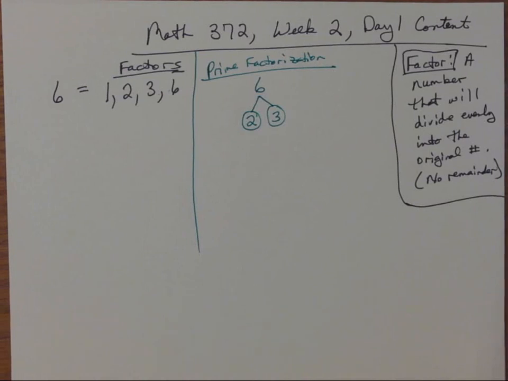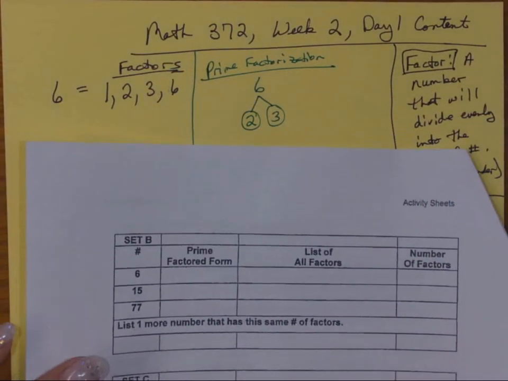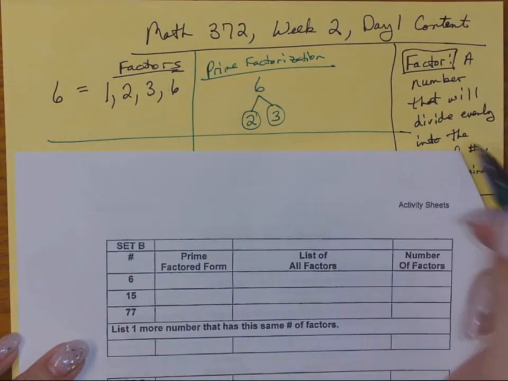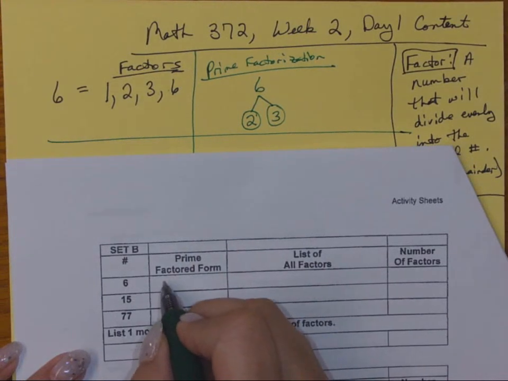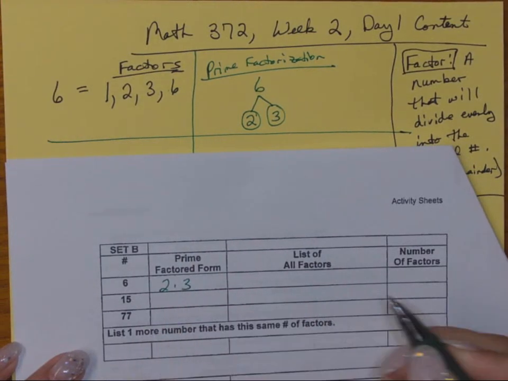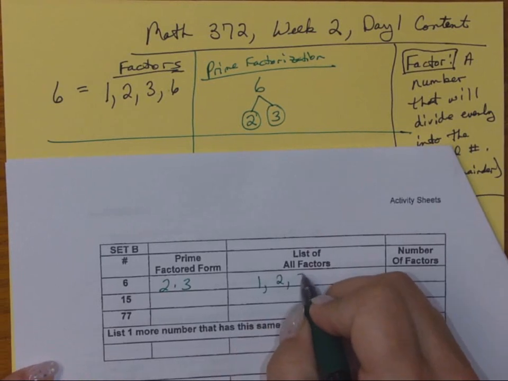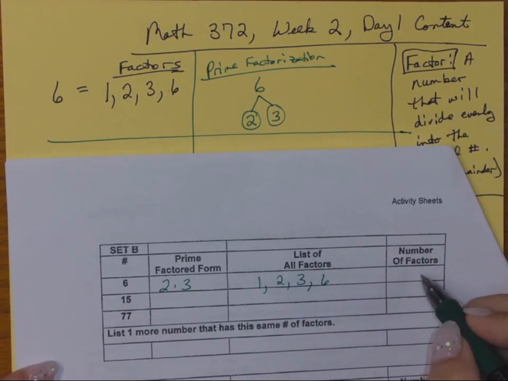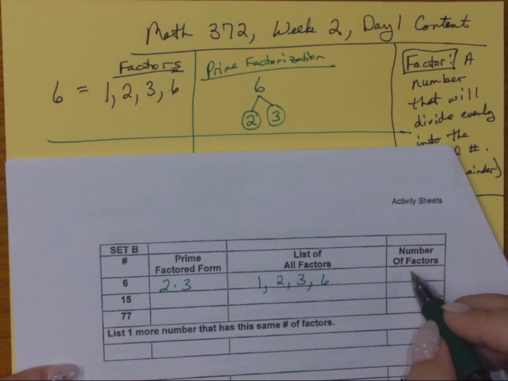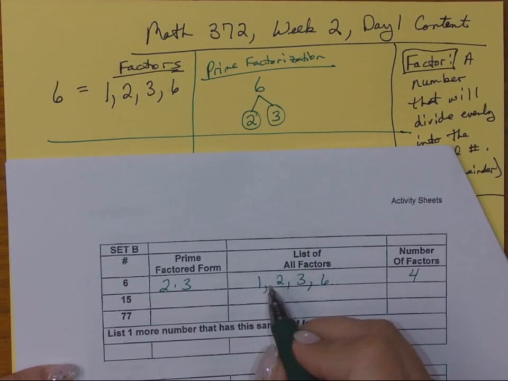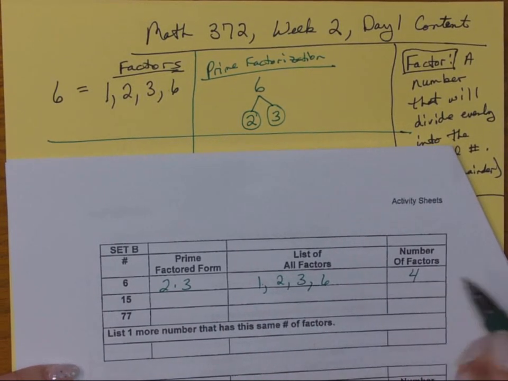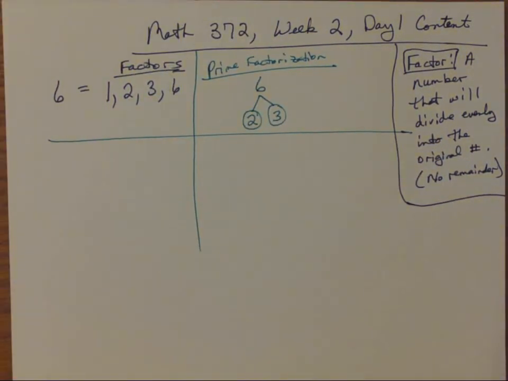Okay, so here in my table, I can put the prime factored form is 2 times 3. And I know that it's 1, 2, 3, and 6. And then they asked me to tell the number of factors, and I can see, oh, there are 4 factors in there. 1, 2, 3, 4. So I've got that. All right, next. 15.